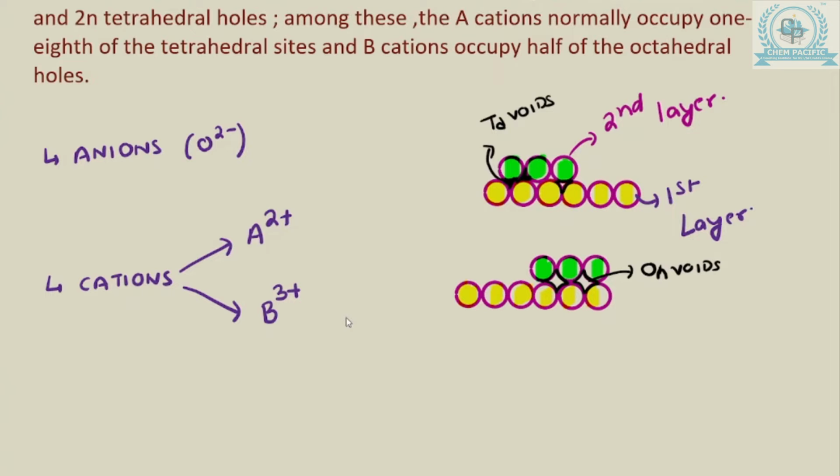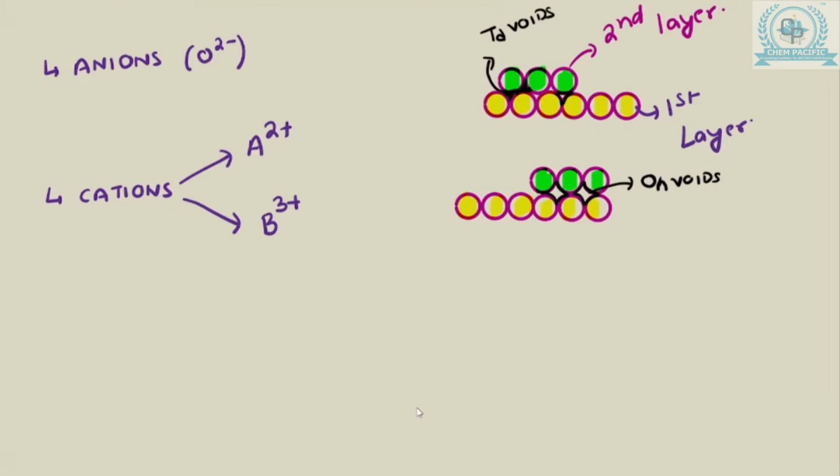So the arrangement is such that the oxides, that means the anions, you have oxides, create two types of voids: one is tetrahedral void and one is octahedral void. And if there are n number of oxides, then there will be 2n number of tetrahedral voids and n number of octahedral voids. I hope this is clear to you, and I hope it is now also clear what octahedral void means and what tetrahedral void means.